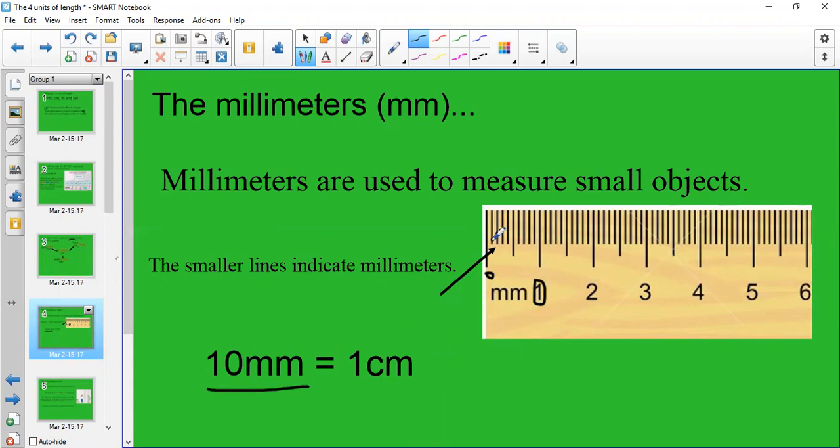So 0.1 is the same as 1 millimeter. 0.2 is the same as 2 millimeters, and so on. This is 4 centimeters and 1 millimeter, so 4.1. 4.2 is 4 centimeters and 2 millimeters. So I hope that makes sense.